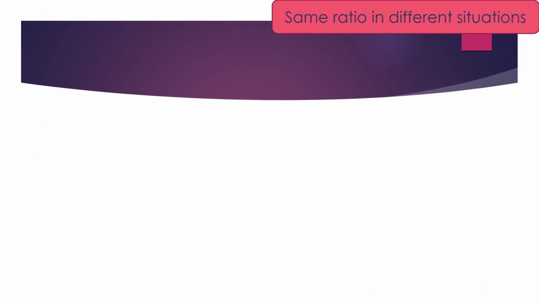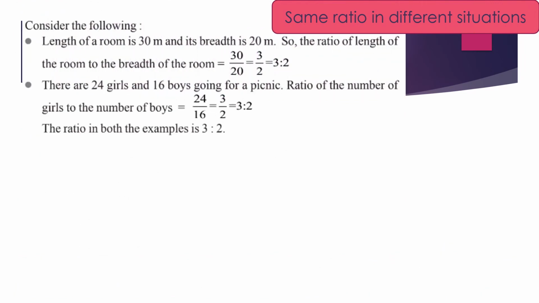Same ratio in different situations. Consider the following. Length of a room is 30 meter and its breadth is 20 meter. So, the ratio of length of the room to the breadth of the room is equal to 30 by 20. That is equal to 3 by 2 and that is again equal to 3 is to 2. There are 24 girls and 16 boys going for a picnic. Ratio of number of girls to number of boys is equal to 24 by 16, that is equal to 3 by 2 and that is again equal to 3 is to 2.